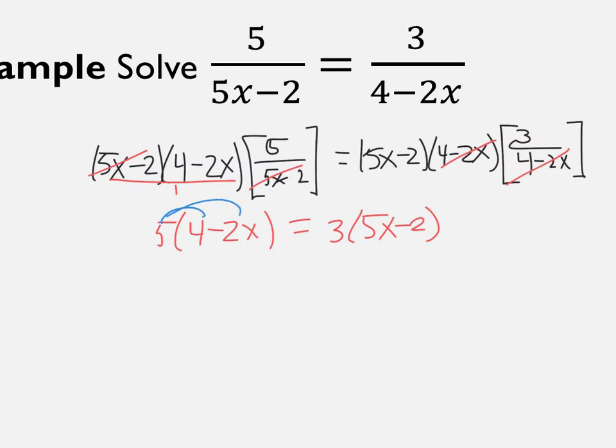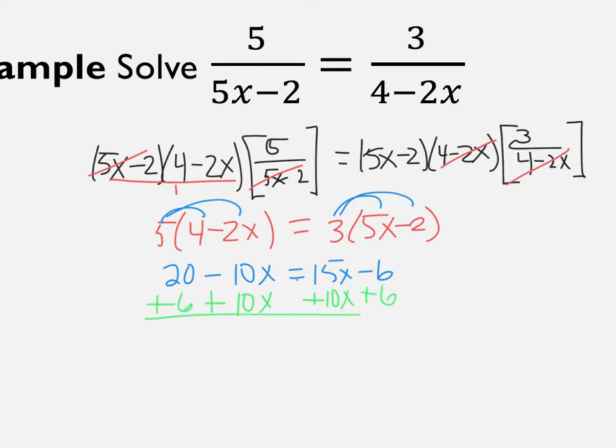We're going to distribute on both sides. So we'll have 20 minus 10x equals 15x minus 6. And then to solve for x, I would put my x's on the right so that they're positive. And x's cancel, 6's cancel, 26 equals 25x. And notice here we will get x to equal 26 over 25.